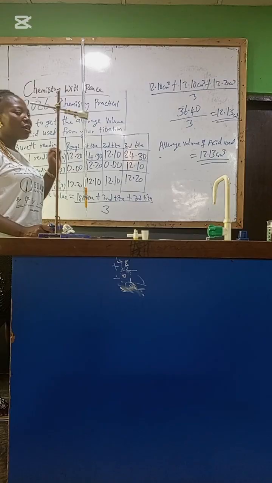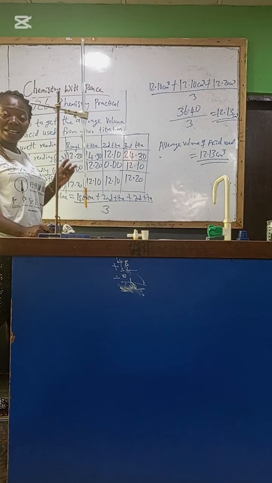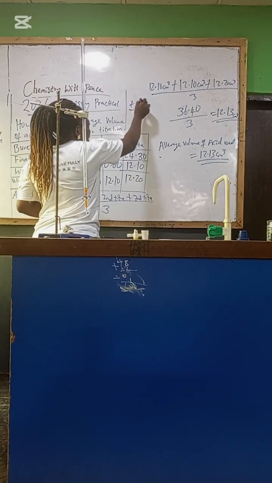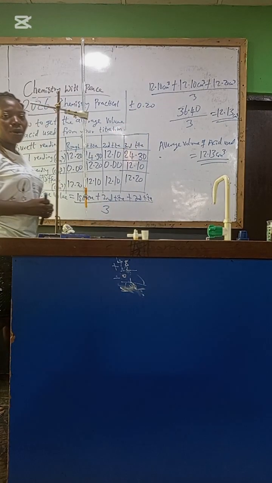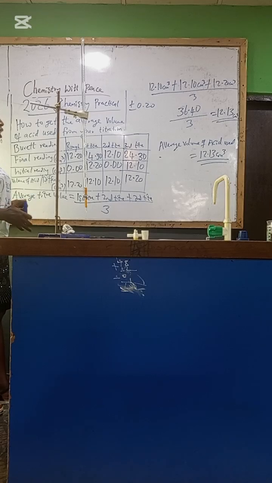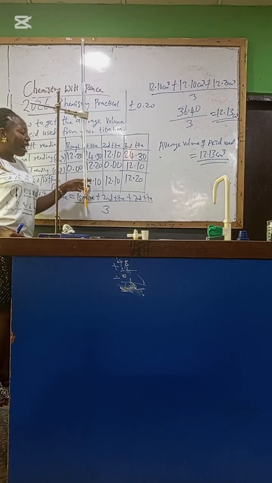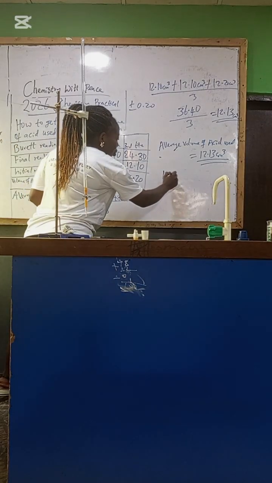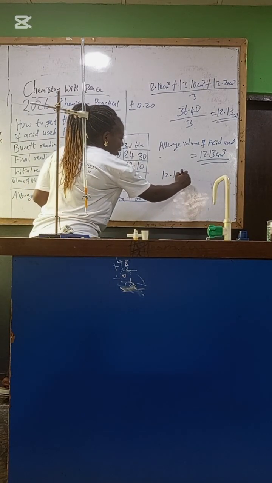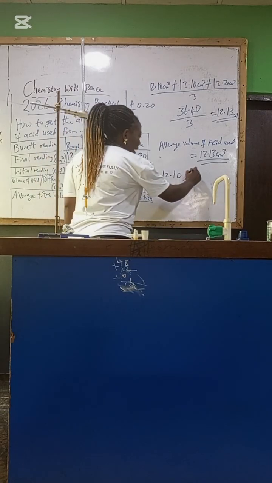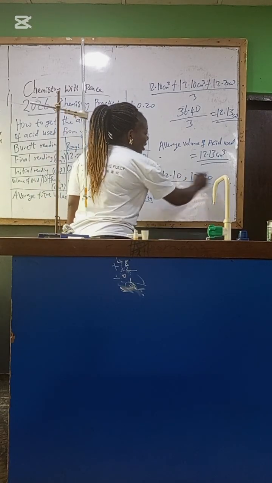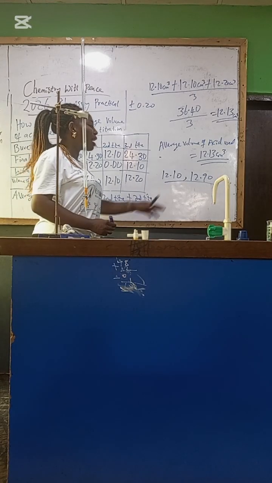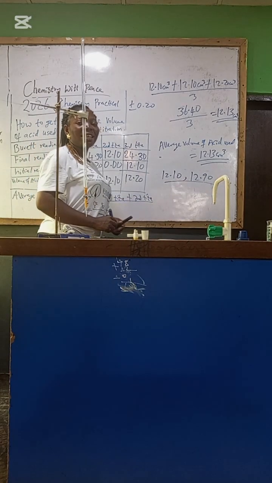Then the third one, you must get concordant values. That is the values that are within plus or minus 0.20. This is what I mean. Since I have 12.10 here, if I decide to get 12.90 in the next value, this is wrong. Are you getting it? They are not, because it's very far. 1 is very far from 9.